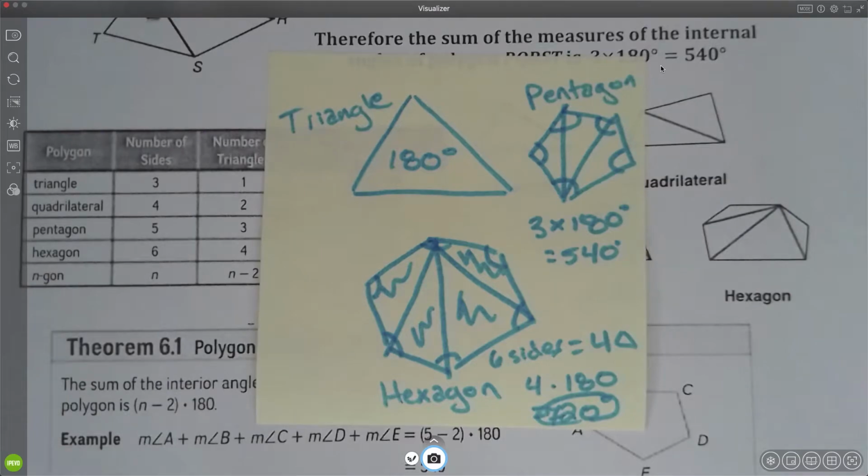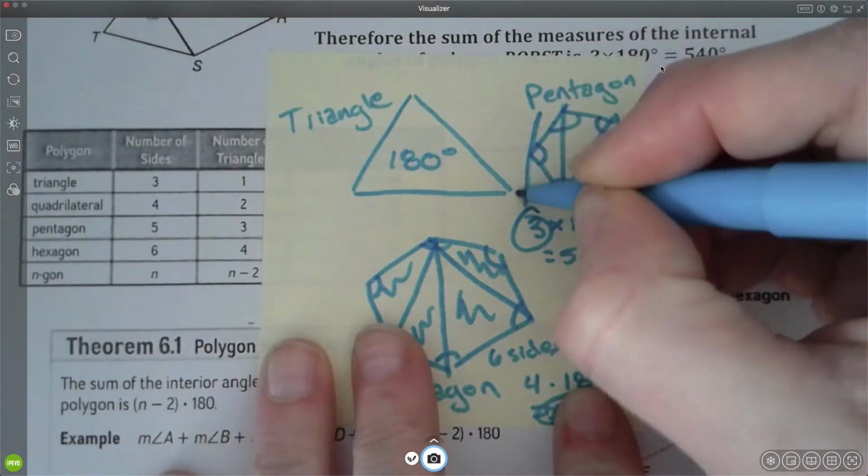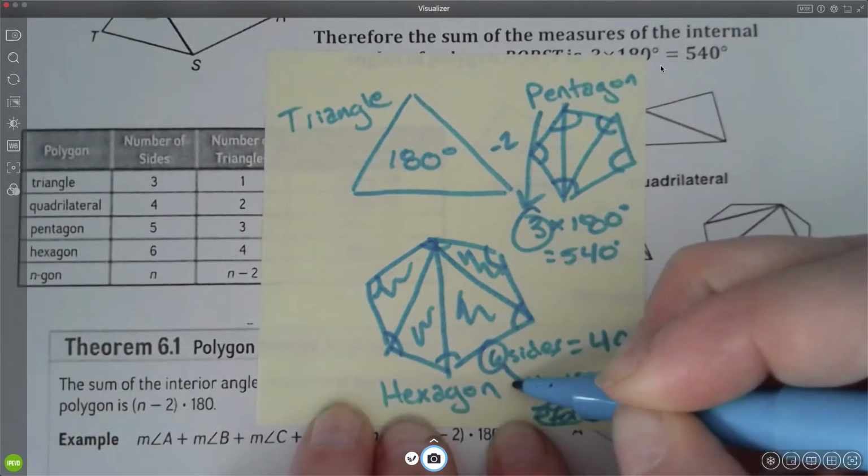Now, what's the rule? A 5-sided figure had how many triangles? 3. A 6-sided figure had 4. So what's the rule? What's the rule? You're multiplying by 180 every time. Yeah. But how many triangles are there for each sided figure? Like, what's the rule? 2 less, right? 3 is 2 less than a pentagon. So I subtracted 2. If I have a 6-sided figure, 4 is 2 less than that, right?